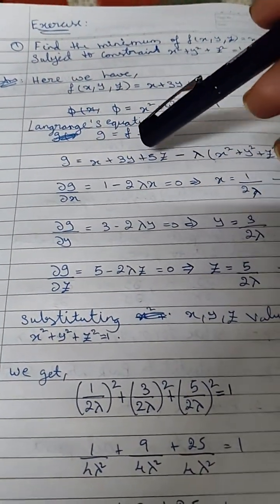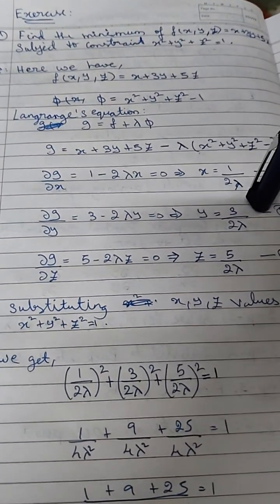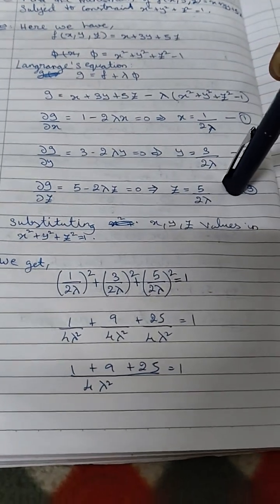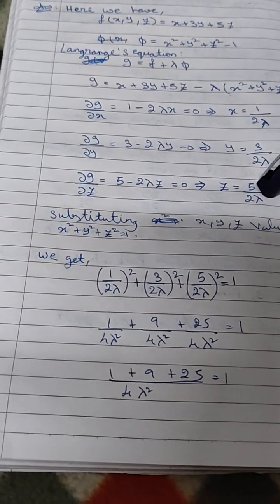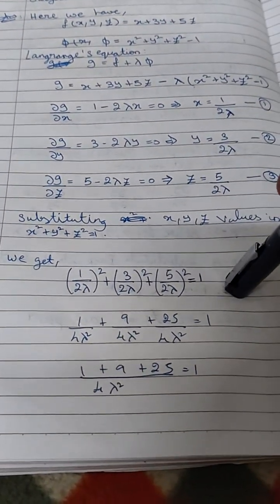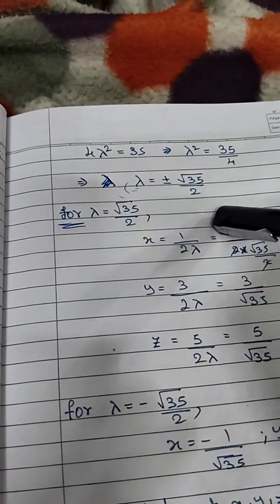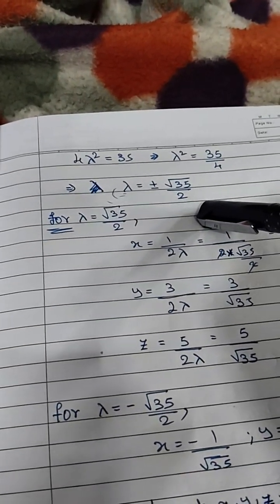Now, put the partial derivative for x, we get this equation. For y, for z. Now, substitute this into the constraint. This is what we get. After solving this, we will get the lambda value plus or minus root 35 by 2. Now for each case we'll do it.